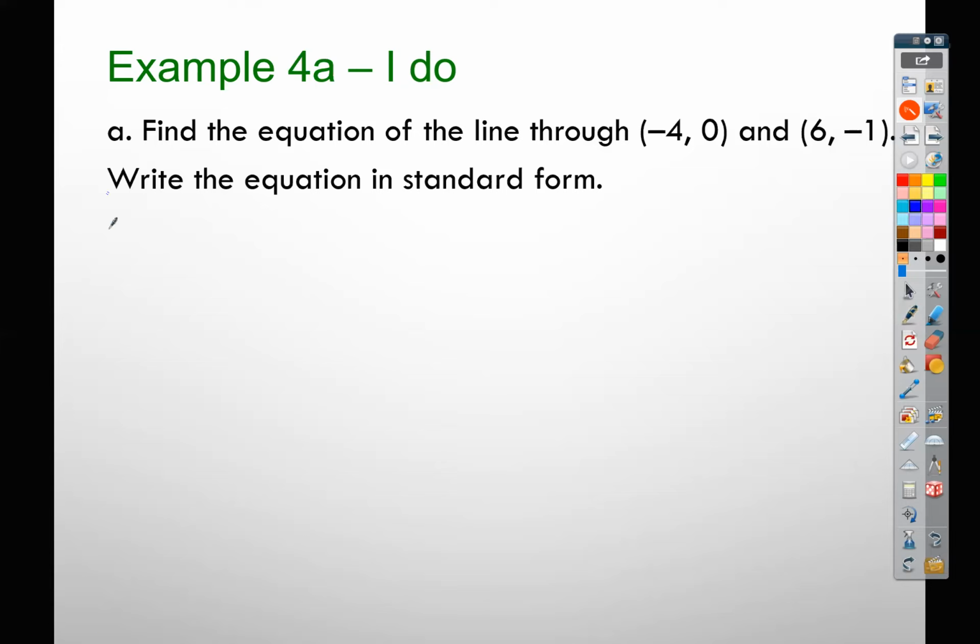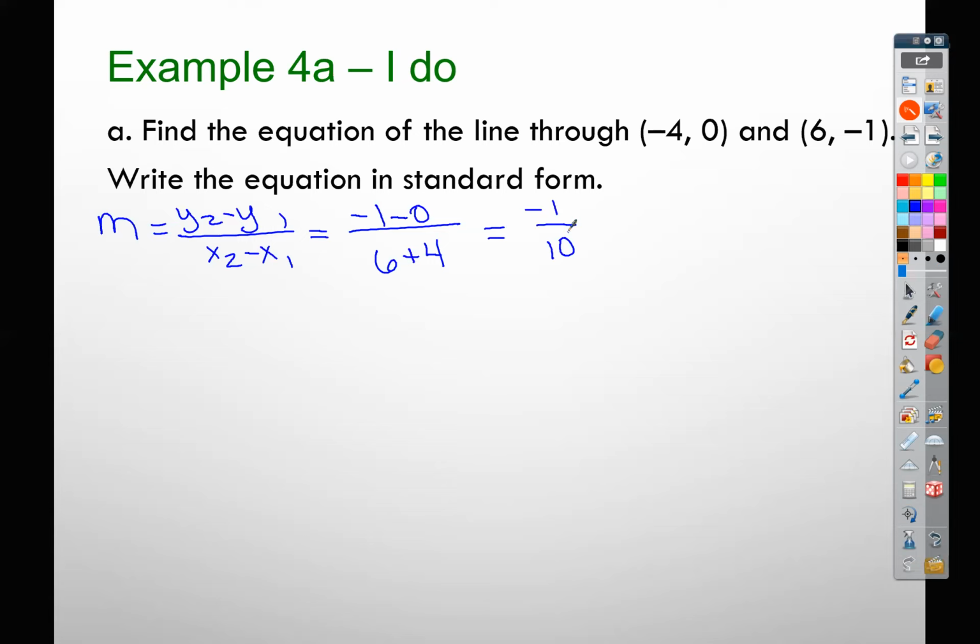So slope, remember, is y2 minus y1 over x2 minus x1. So I'm going to go -1 minus 0 over 6 minus a -4. So I'm just going to change that to +4. So I got -1 over 10 as my slope.